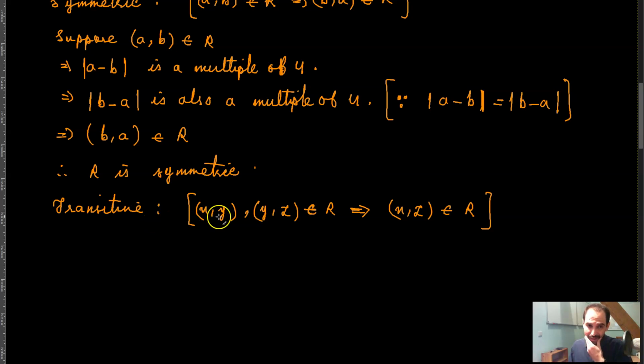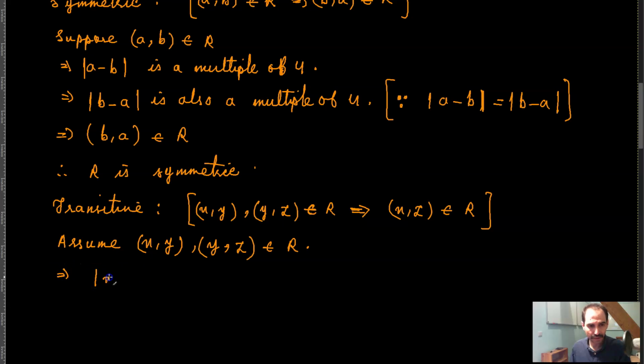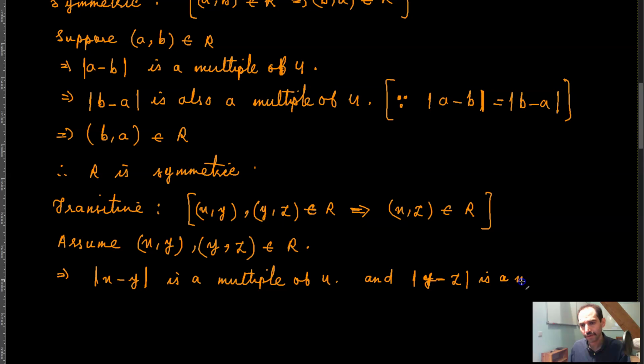So now let's assume that some x comma y and some y comma z belong to R. If I make that assumption, what that means is that the absolute value of x minus y is a multiple of 4, and the absolute value of y minus z is a multiple of 4.